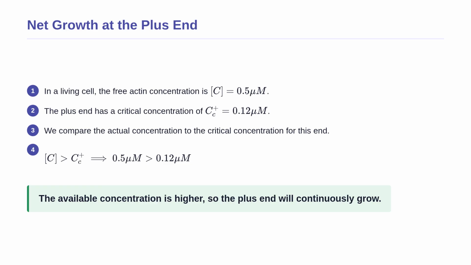We choose our inequality rules to compare the actual concentration to the critical threshold. Since 0.5 is significantly greater than 0.12, we see that there is plenty of free actin available relative to what this end requires to remain stable. Therefore, new monomers will rapidly attach. Physically, this means the plus end of the filament will experience continuous, rapid growth.